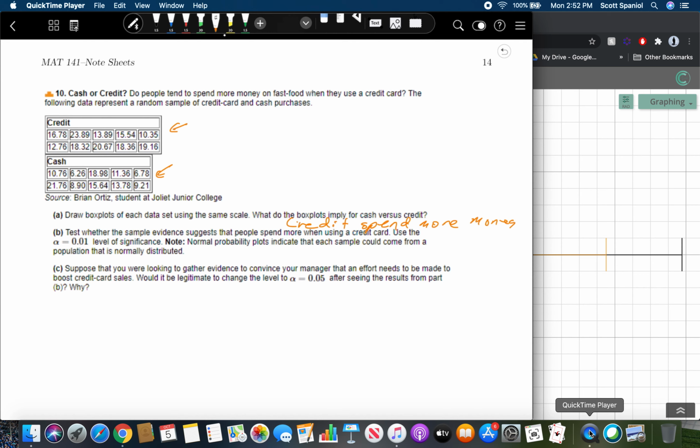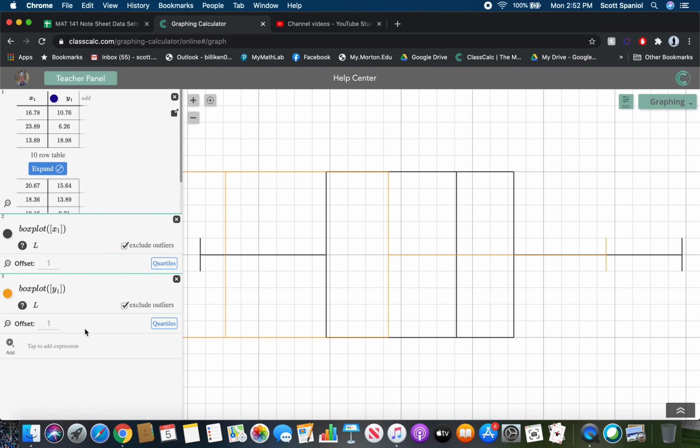So now it says test whether sample evidence suggests that people spend more money when using a credit card. Use alpha equals 0.01 level of significance. Okay. Note that these are small sample sizes, so these could be normal. Okay. So what we want to do is we should notice, are these dependent? No, they weren't paired up in any way, right? It's not like somebody went in one time and paid cash and another time paid credit. These are just 10 randomly selected credit and cash card purchases.